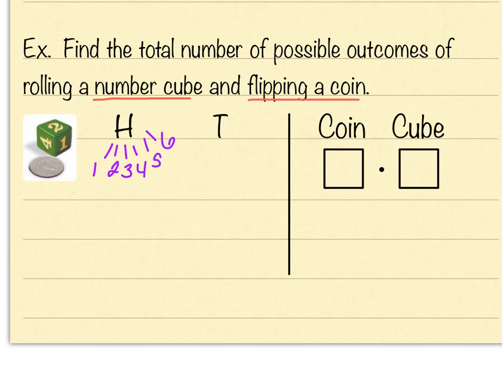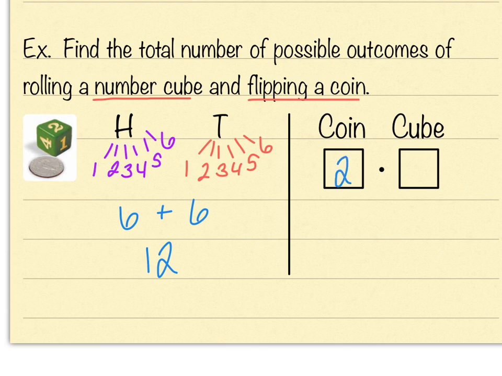Or I could flip tails on the coin and then roll a 1, a 2, a 3, a 4, a 5, or a 6. And then I could add these up and say, well, that's 6 plus 6, that's got to be 12. Or, the easier way, there's 2 possible outcomes on the coin, heads and tails. There's 6 possible outcomes on the number cube, 1 through 6, and that's a much easier way to get 12. And this is using the fundamental counting principle and using multiplication.